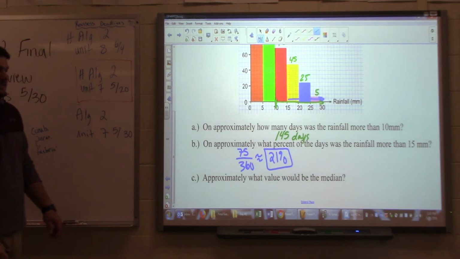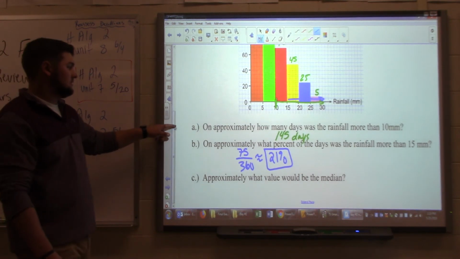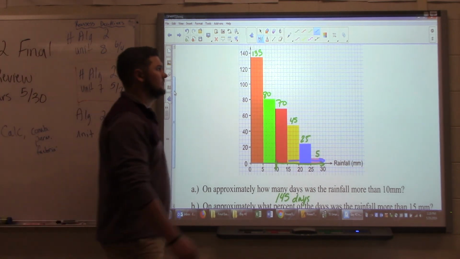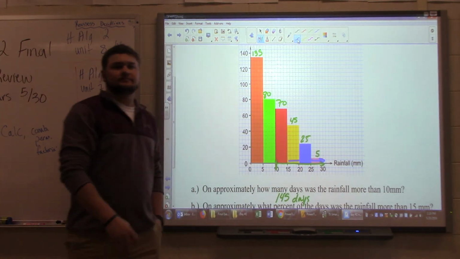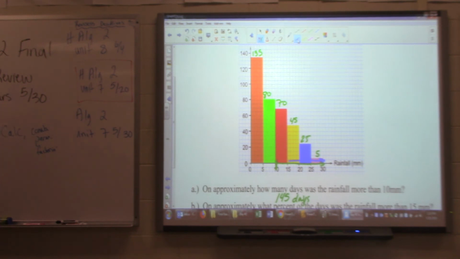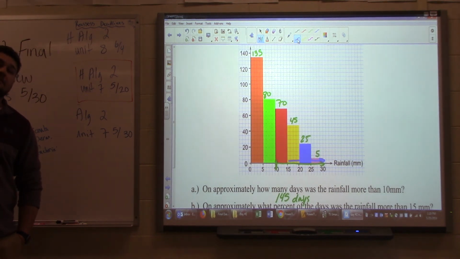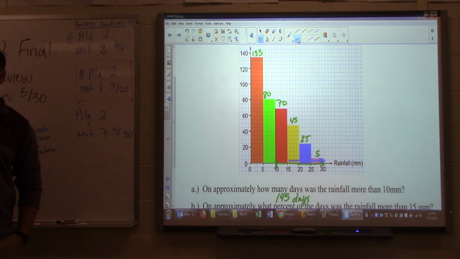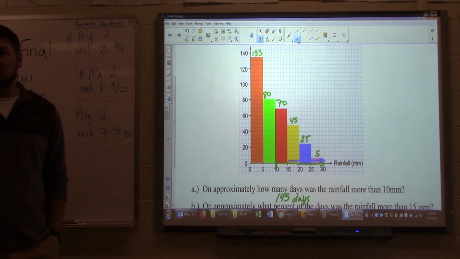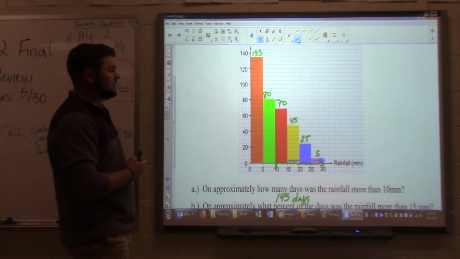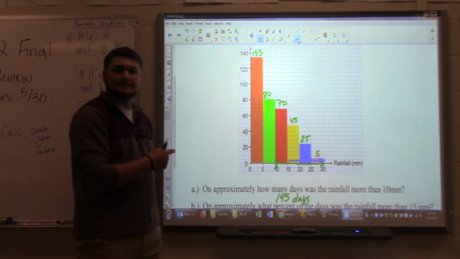Last one for the day. Approximately what value would be the median? How could we figure that out? How could we find out the median? Put it in a list, I guess. You could put it in a list. Like if I'm just looking at the graph here. What do we normally do with our median? We normally list from least to greatest, then we cross off, right? Well, what if I just crossed off my bar graph here?